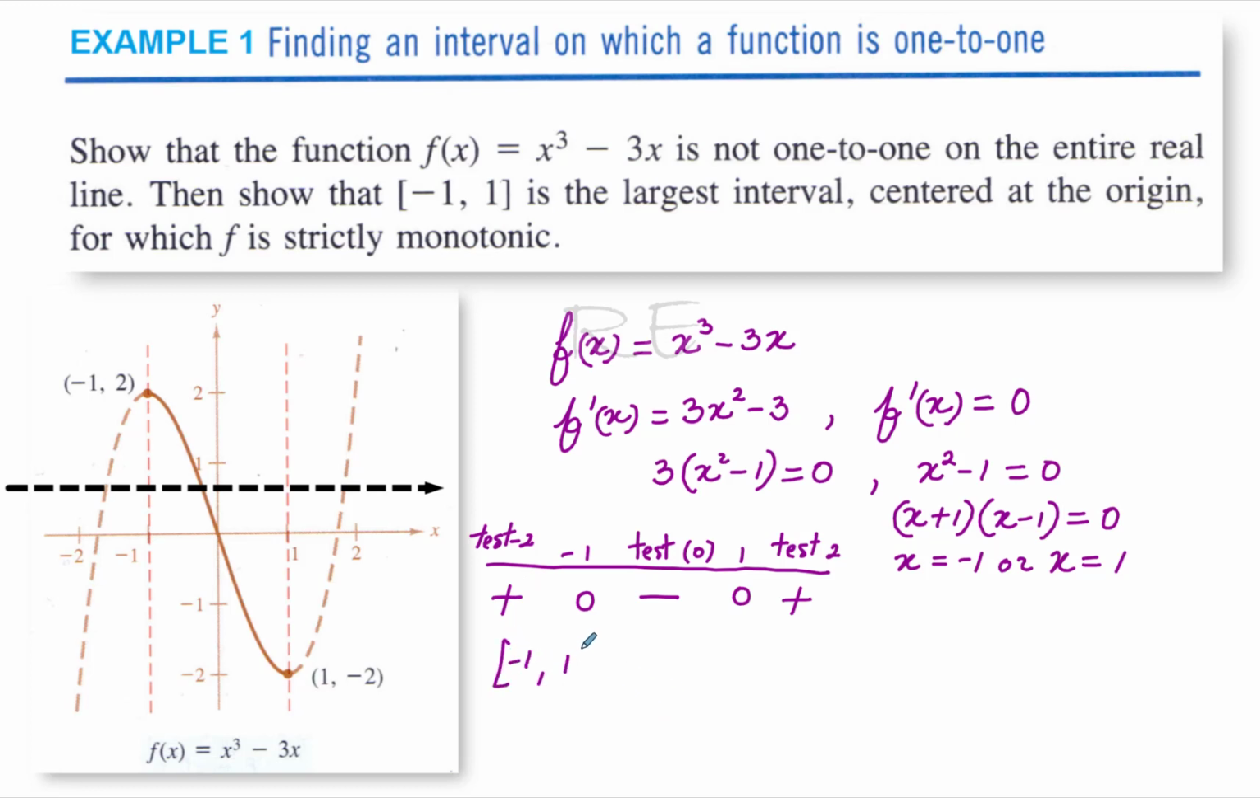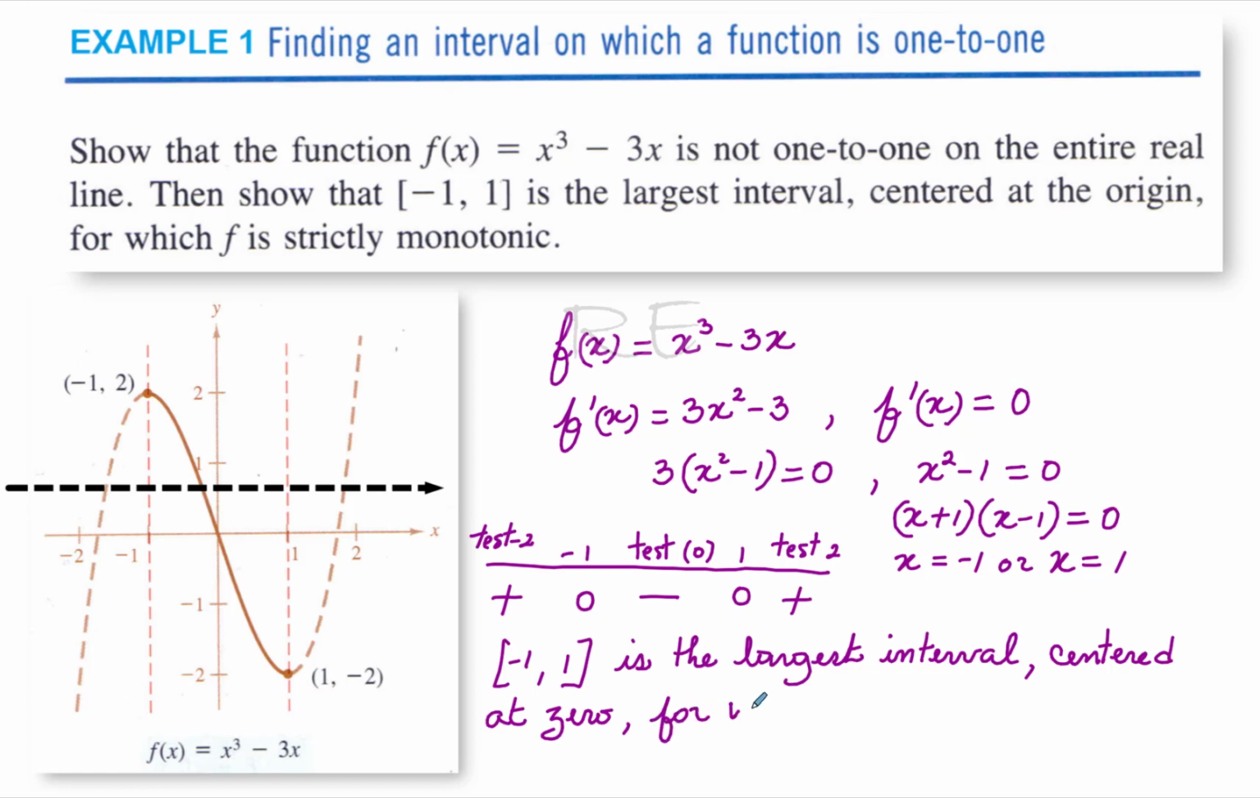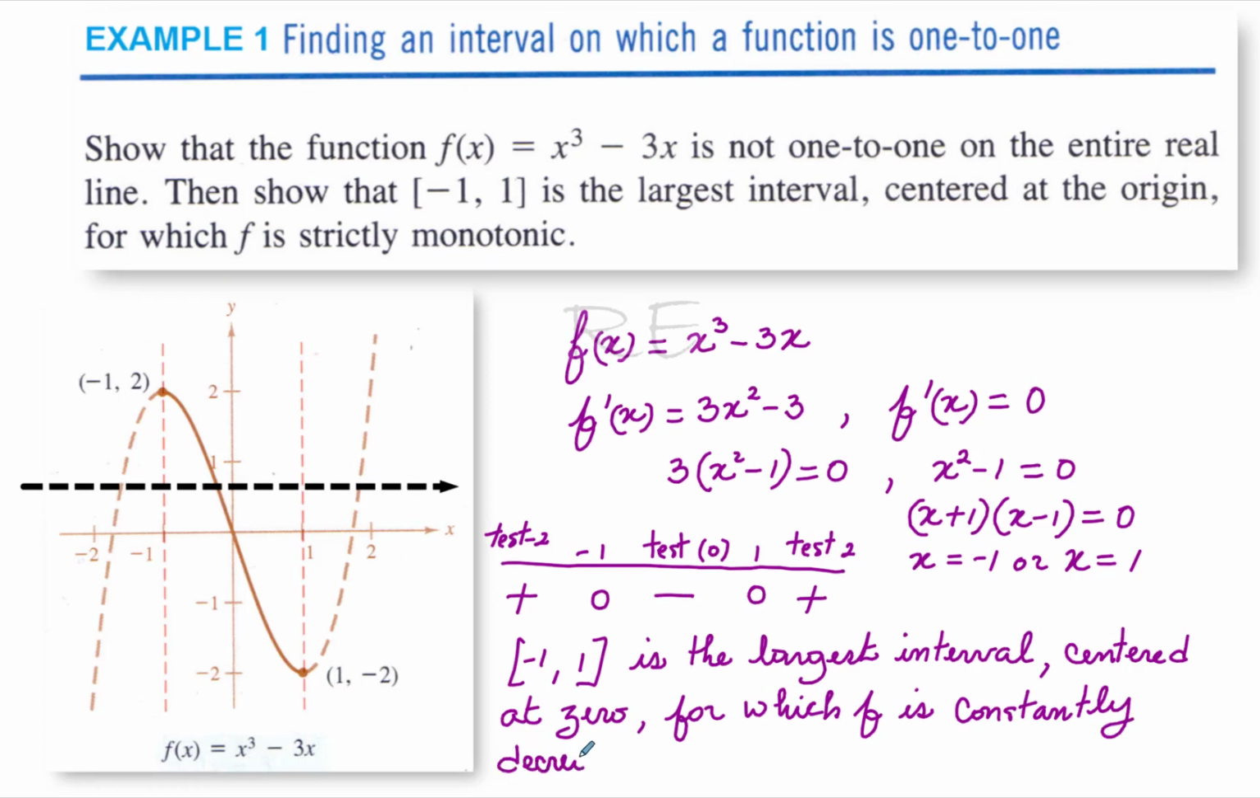Therefore, from -1 to 1, the derivative is negative throughout, so the function is constantly decreasing. The closed interval [-1, 1] is the largest interval centered at the origin, which is 0, for which the function is constantly decreasing, therefore monotonic.